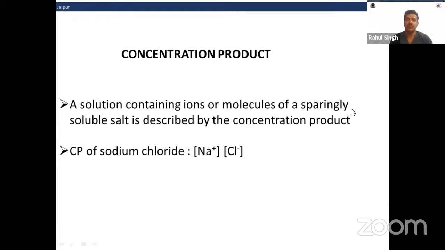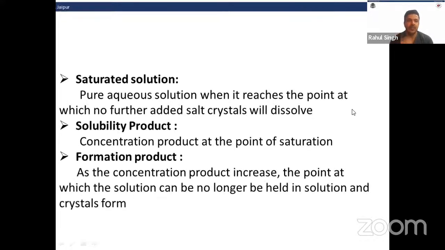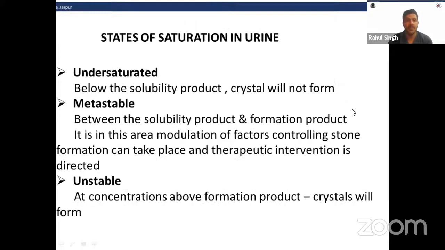One slide about the concentration product. A solution containing ions or molecules of a sparingly soluble salt is described by the concentration product. The concentration product formula, for example, for sodium chloride, is sodium into chloride. A saturated solution: a pure aqueous solution, when it reaches the point at which no further added salt will dissolve, is known as a saturated solution. Solubility product is the concentration product at the point of saturation. As the concentration product increases, the point at which the solution can no longer be held in solution and crystals form is known as the formation product.